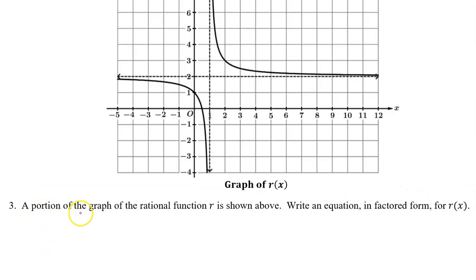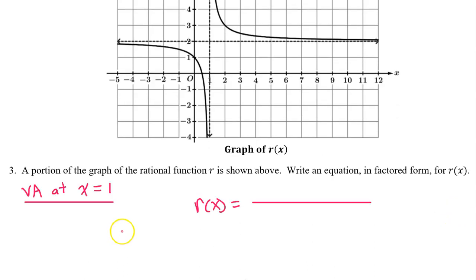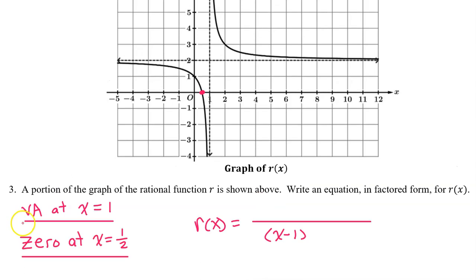Number 3, a portion of the graph of the rational function r is shown above. Write an equation in factored form for r of x. We see there is a vertical asymptote at x equals 1. So that means in the denominator we find a factor of x minus 1 that does not get canceled out.